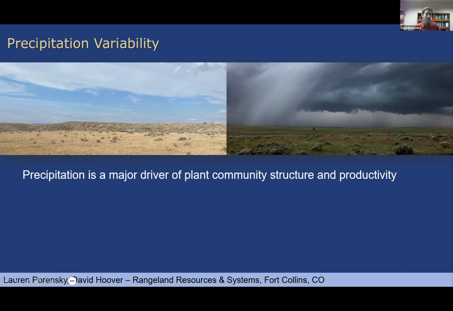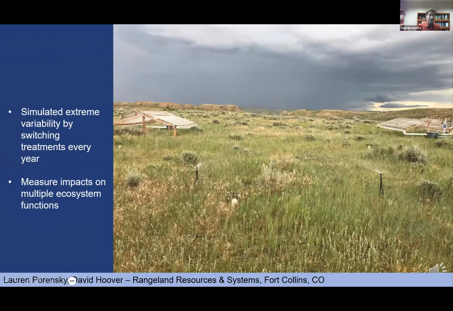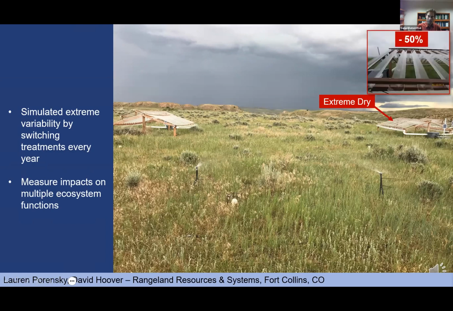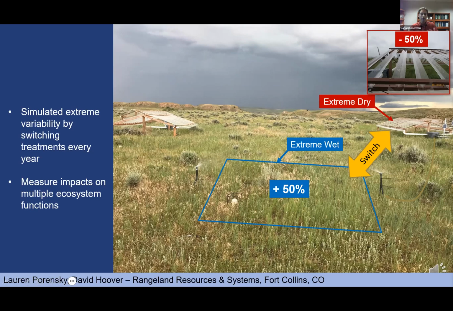So they set out to study this experimentally, and they did this by creating experiments with treatments that they switched over time. They had a dry treatment using shelters, which reduced the precipitation by 50%. They had a wet treatment, which increased it by 50%, essentially taking that same water, pumping it over to this plot and applying it. And then they switched those every year to create a more variable precipitation regime. On top of that, they had a wet spring treatment that they crossed with all of those treatments.